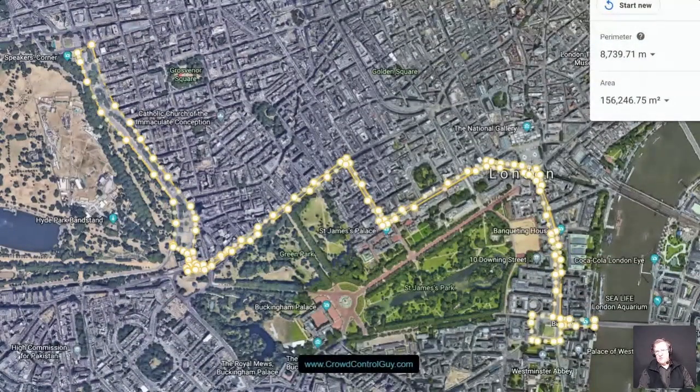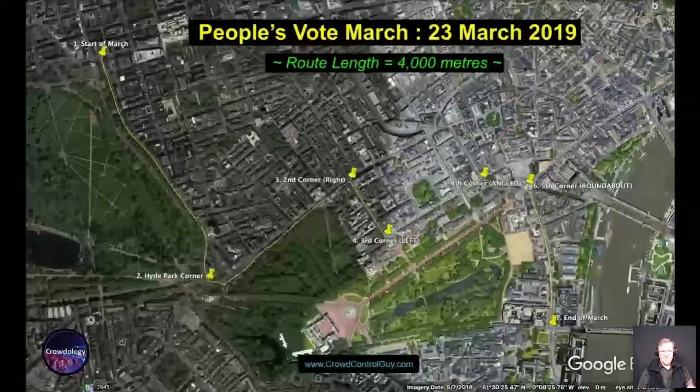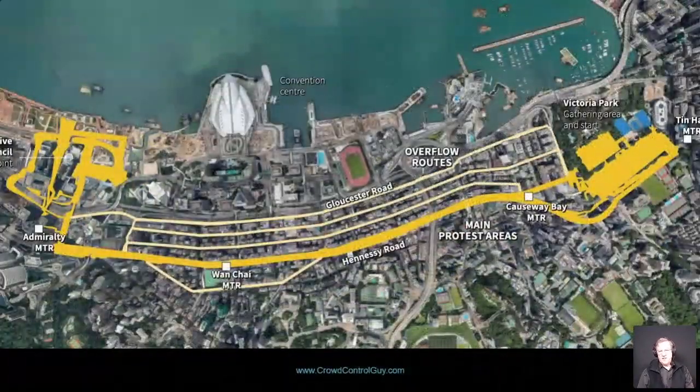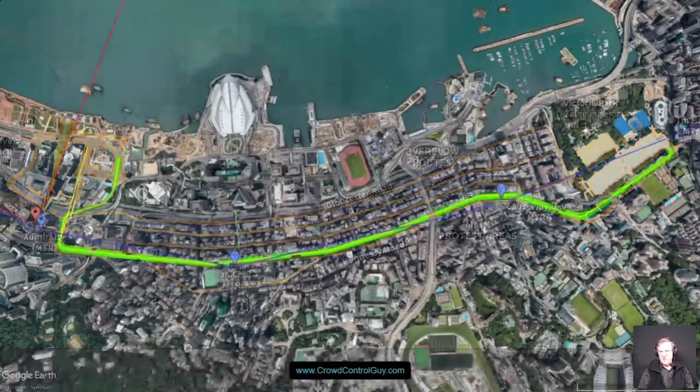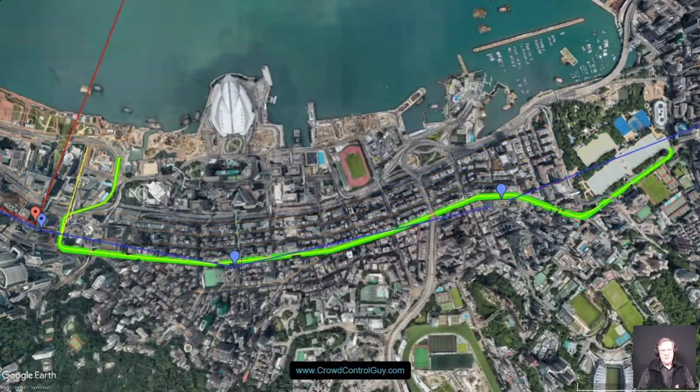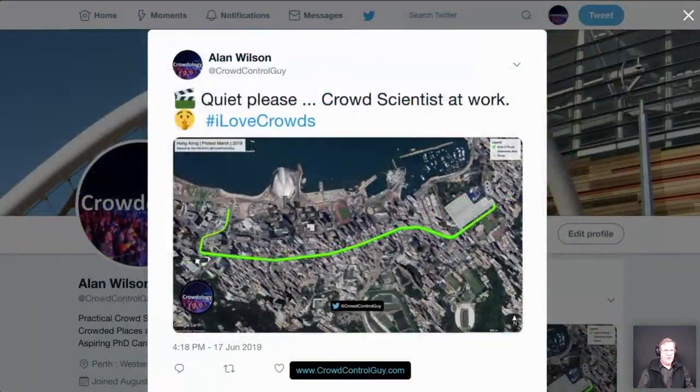Andrew C. drew this on his phone when the Hong Kong riots, the protest marches, were on in London. Did that on his phone. I woke up the next morning. I plotted the routes. Professor Still sent me a data sheet from Reuters. You do that. I'd already plotted my version, which is that. You can fly around the whole area, and that's what we do when we are not doing much on a Sunday morning.